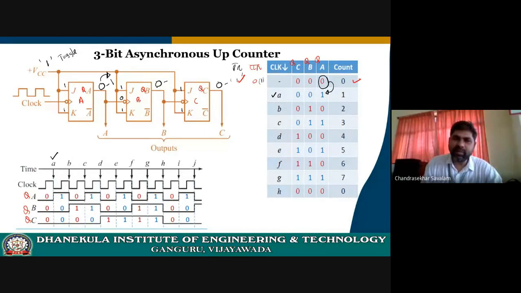What is the state of the QB previous state? 0. So here these all 3 flip-flops are on only when the transition takes place from 1 to 0. That means previous state is 1, present state is 0, then only this flip-flop is on. Now you observe here, what is the QA previous state, students? 0. What is present state or next state?